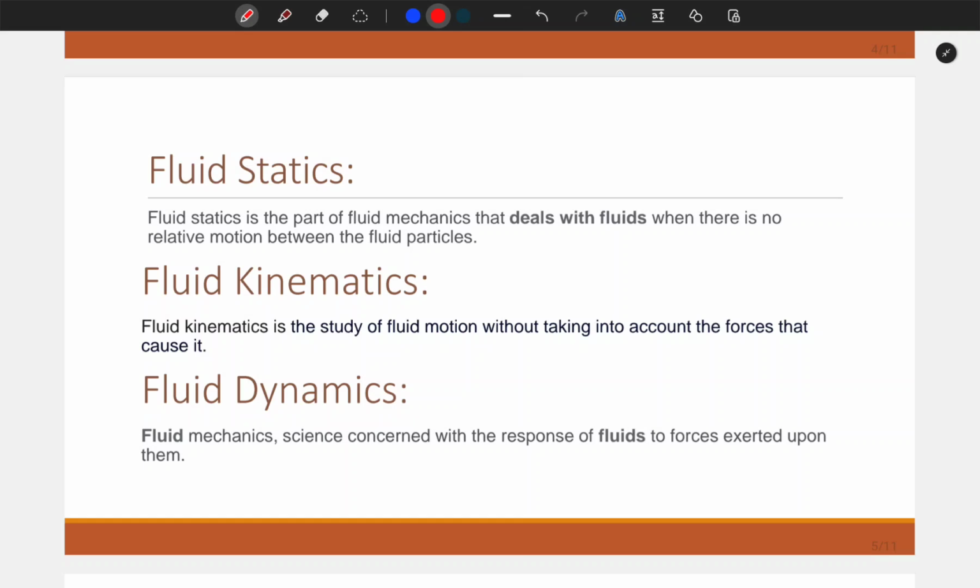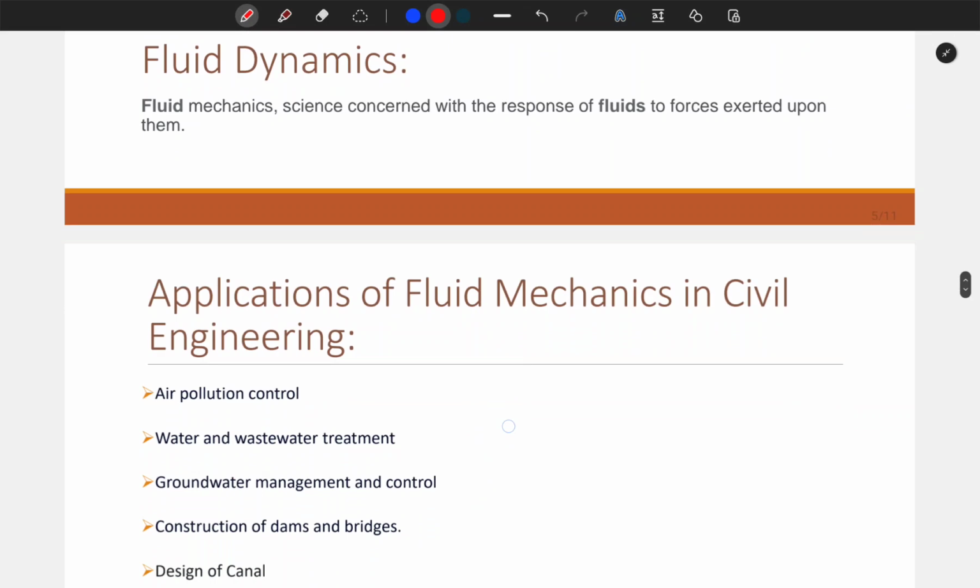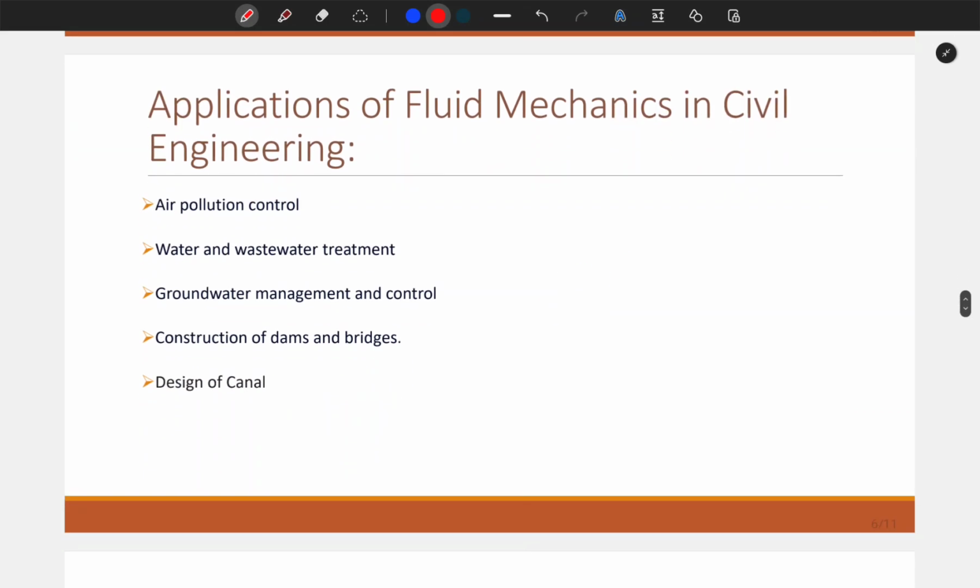And when there is a motion in the fluid, there are two ways to study the fluid. First of all, when we study the motion of the fluid without considering the forces causing the motion, then it is called kinematics. And then if we also consider the forces that cause the motion, then it is called fluid dynamics. So in this subject, we will study our entire course in three parts: fluid statics, fluid kinematics and fluid dynamics. Now what are the applications of fluid mechanics in civil engineering?